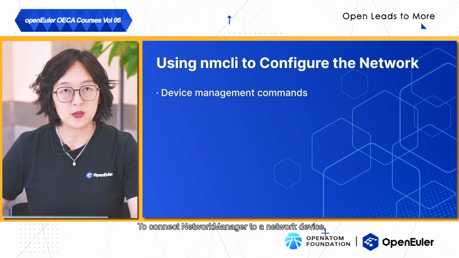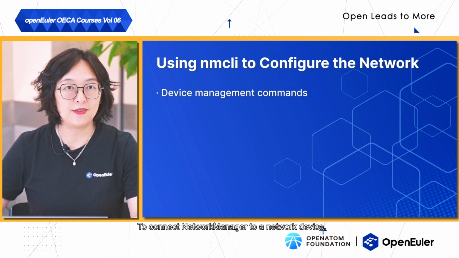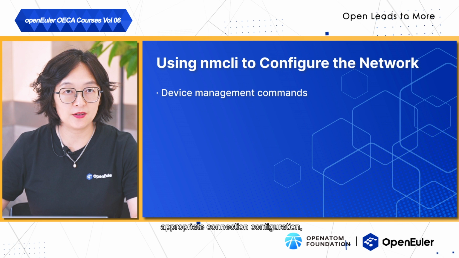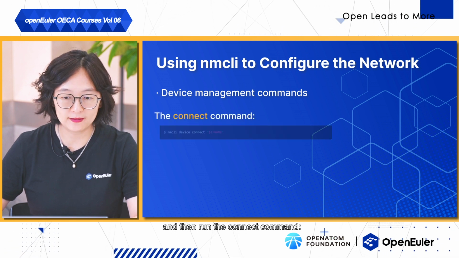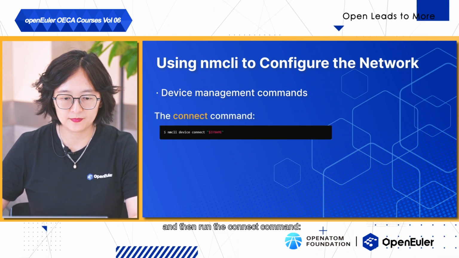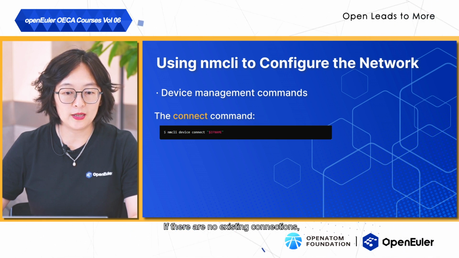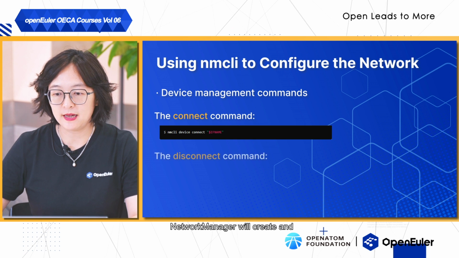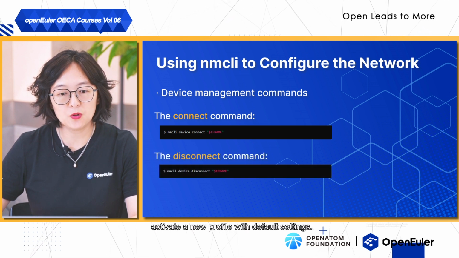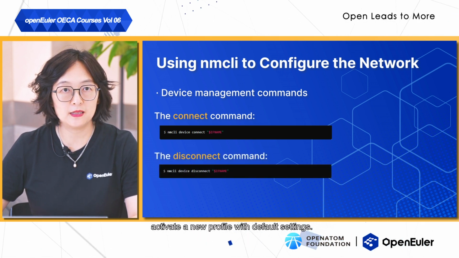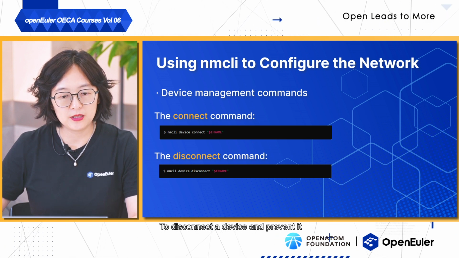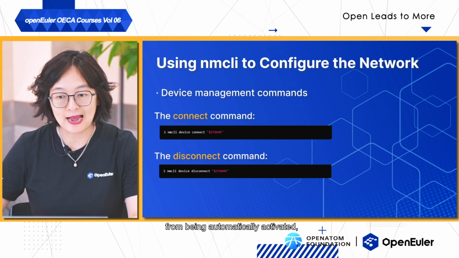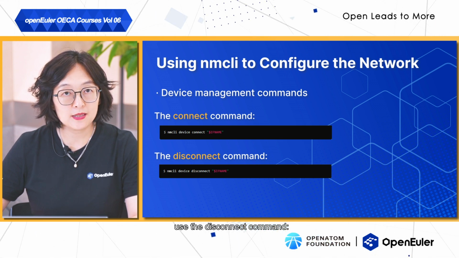To connect Network Manager to a network device, search for and activate the appropriate connection configuration, and then run the connect command. If there are no existing connections, Network Manager will create and activate a new profile with default settings. To disconnect a device and prevent it from being automatically activated, use the disconnect command.